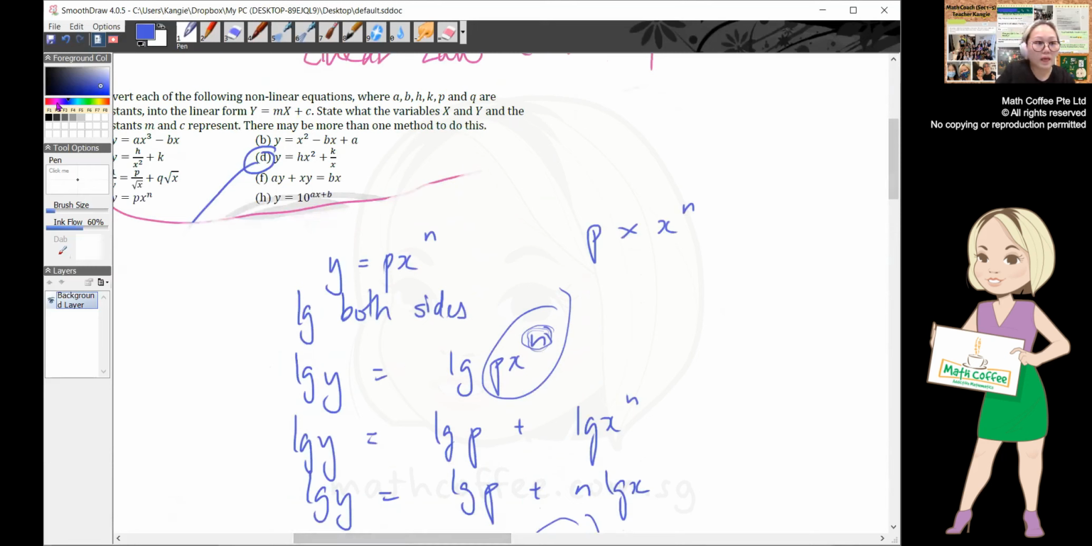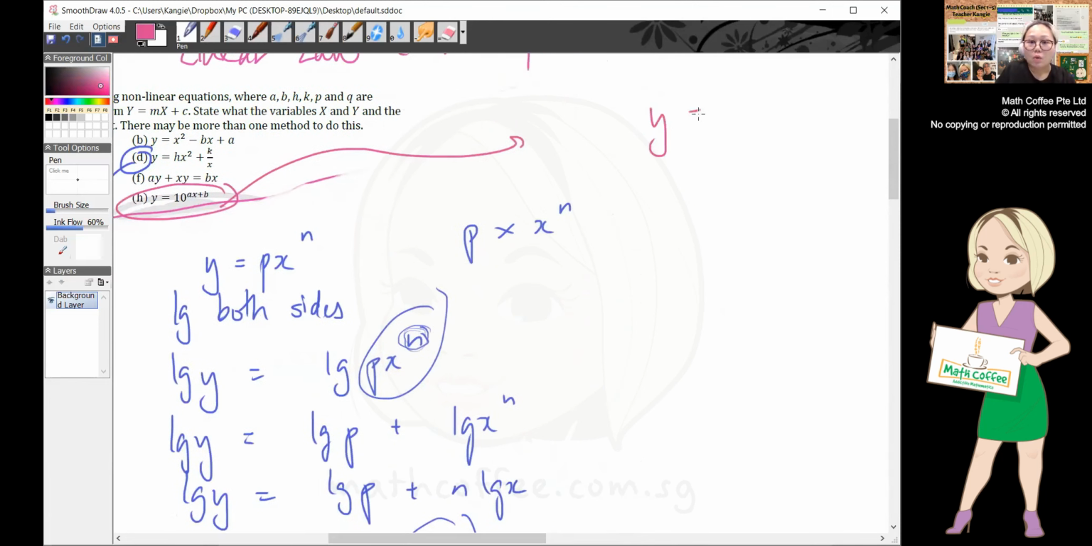Now let's take a look at H. So H is quite similar to this one. y equals 10^(ax+b). And you can see, oh, my power got x. Correct? So the only way to bring it down is I know I have to log or ln both sides. So for this case, you cannot choose. Why? Because base 10 is involved. If base 10 is involved, it means that you can only log both sides. So I'm going to log both sides.